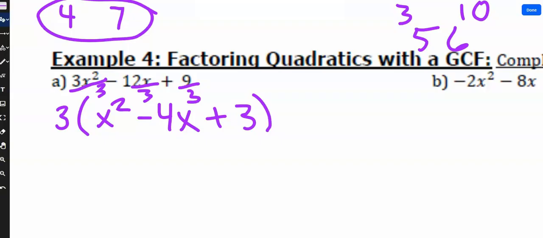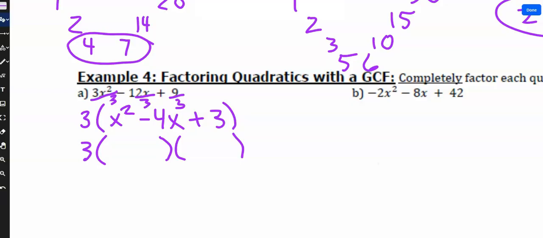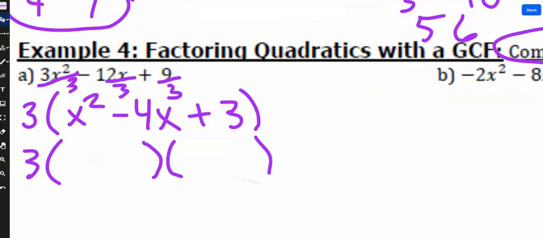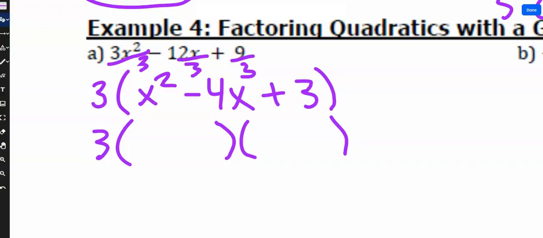But then I noticed that I could keep going. I could continue factoring. This is why they use the term completely. Whenever they say that, there might be more than one step. Might be. Not saying there is, but there is in this case. So we got an x and an x. Because that's a plus, I know they'll both be the same, and they'll both be negative.